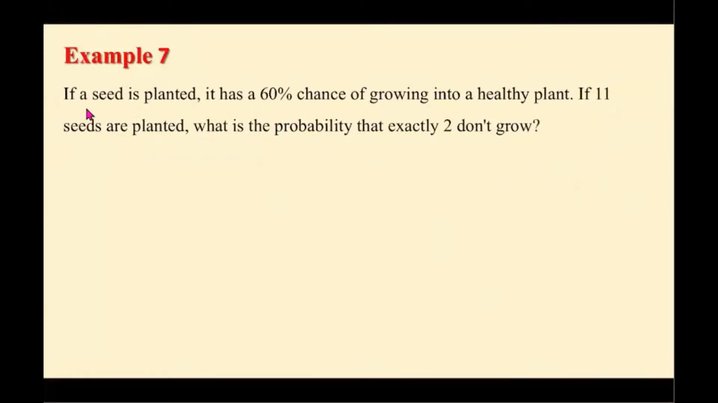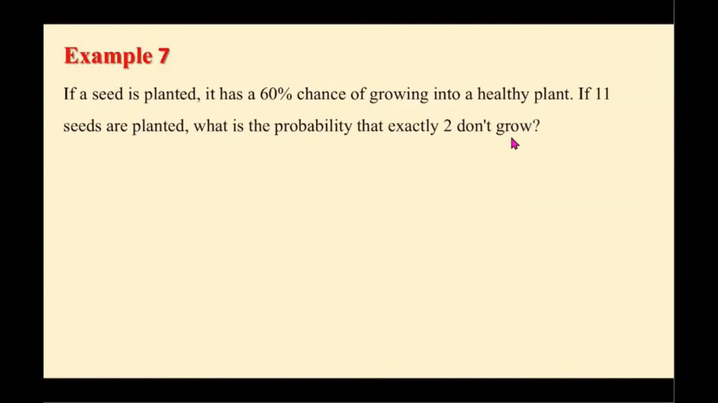Example 7. If a seed is planted, it has a 60% chance of growing into a healthy plant. If 11 seeds are planted, what is the probability that exactly 2 don't grow? So this question has a little different thing given here. You can see here we are talking about a 60% chance of growing. And when we go here, we are talking about the probability of exactly two of them not growing. So we are looking for the probability that 2 of them don't grow.